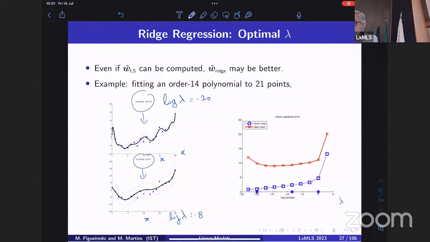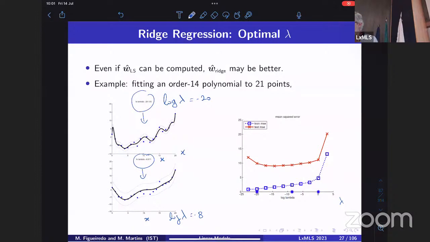And now, since I know the actual underlying function, this is a toy problem, I think from Murphy's book, we can generate other points, not those 21 points but other points on the same function, and test and assess how good the fitted function is. And that's the red line there.